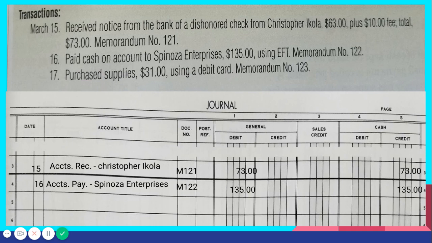On March 17th, we purchased supplies for $31 using a debit card. Again, the debit card just tells us it's coming out of our cash. So our supplies value increases by $31. So we write it as supplies, $31. And since we paid with a debit card from our cash account, cash comes out as a credit. And that's it. Hope you enjoyed section 3.